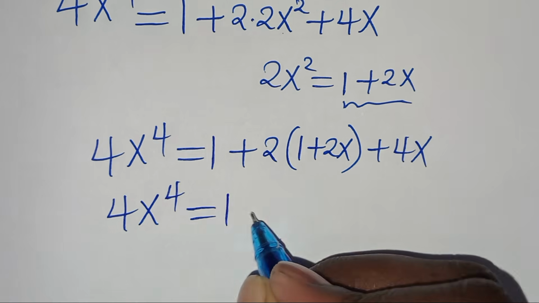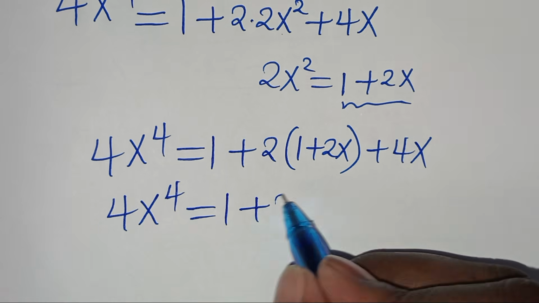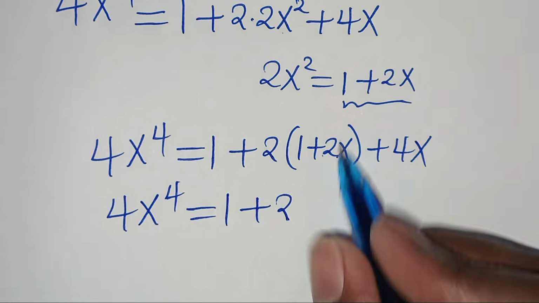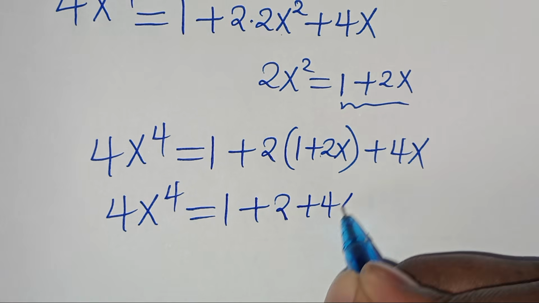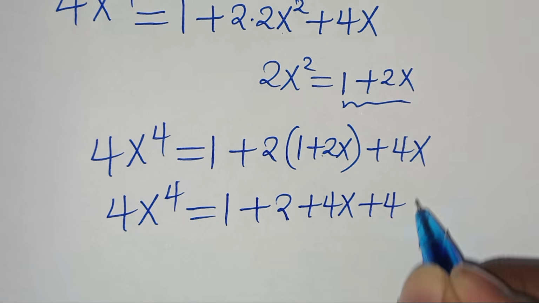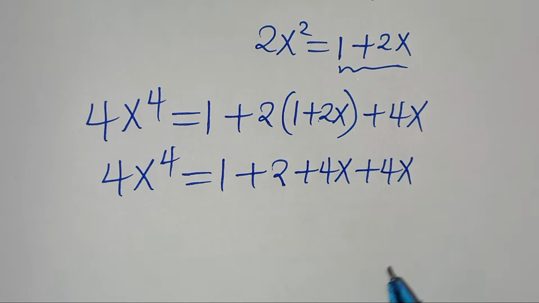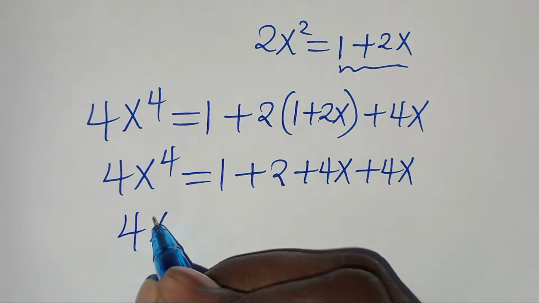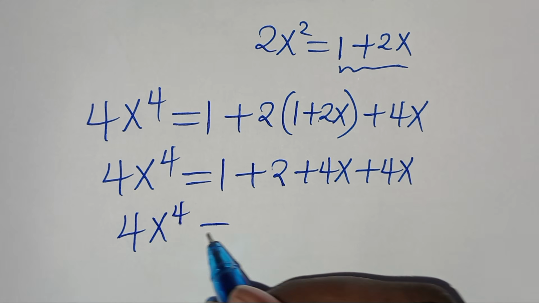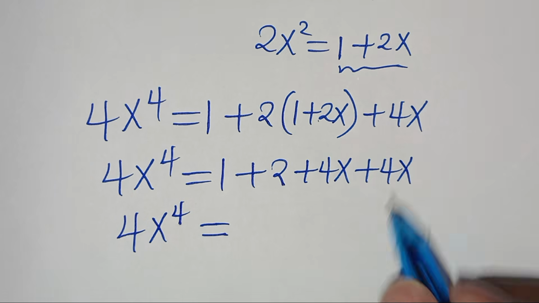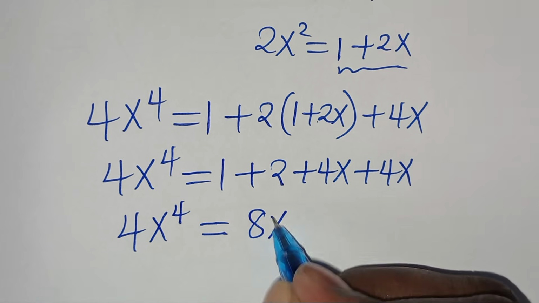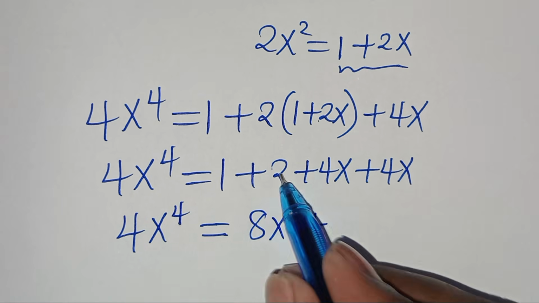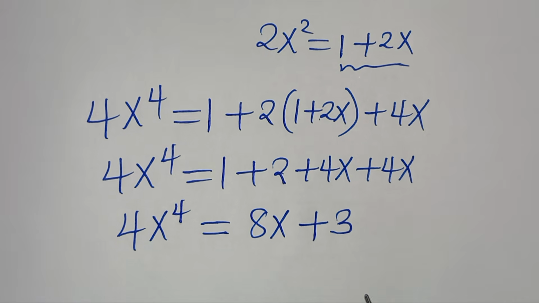So this implies that we have 4x to the power of 4 equal to 1 plus 2 times 1, this is 2, 2 times 2x, this is plus 4x. Then plus 4x. So this means that 4x to the power of 4 is equal to 4x plus 4x, this is 8x. Then plus 1 plus 2, this is 3.